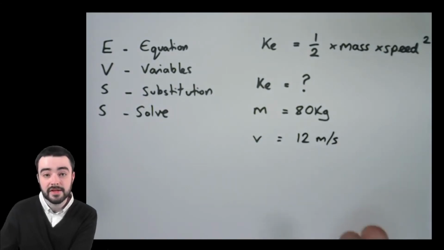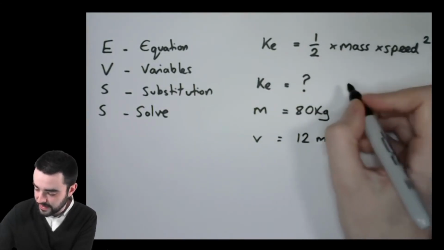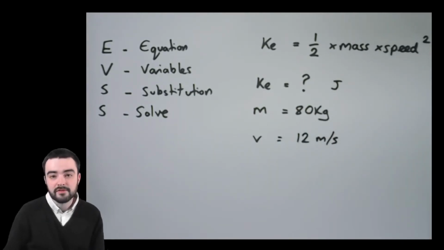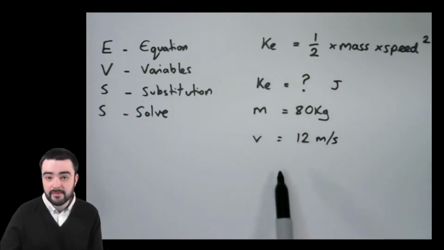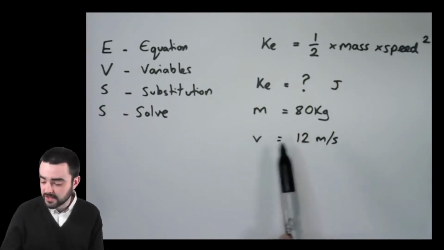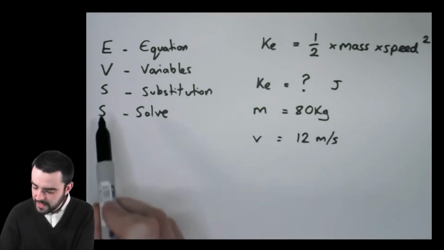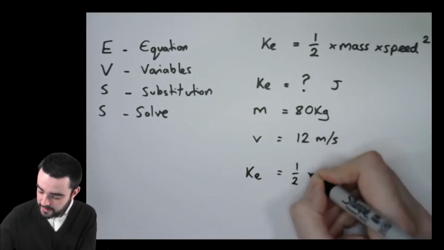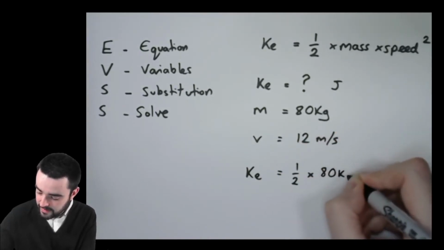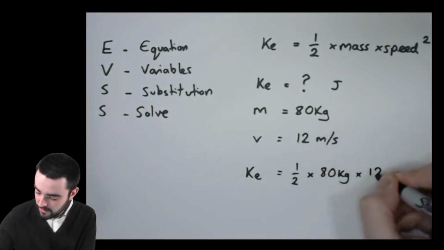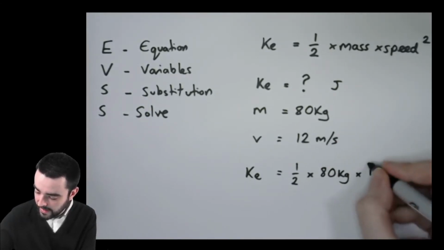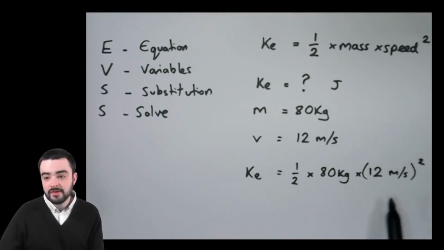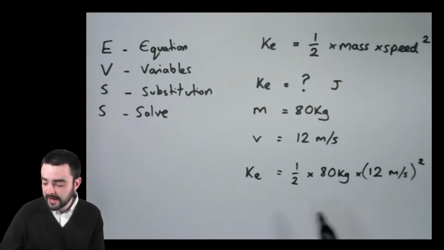We now do our check. Are these all in base SI? Well, that's going to be in joules when we do it. Kilograms, yep, meters per second. Perfect. So that is our variables. We've shown the examiner that we're able to take the information from the question and put it into ours. So now we need to substitute it in. So kinetic energy is equal to 1/2 times the mass, so 80 kilograms, times the speed, and we need to square that. Okay, so we've shown the examiner that we've taken the information correctly and we put it in.